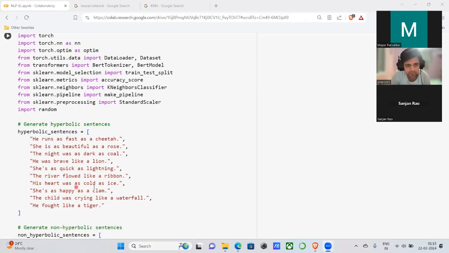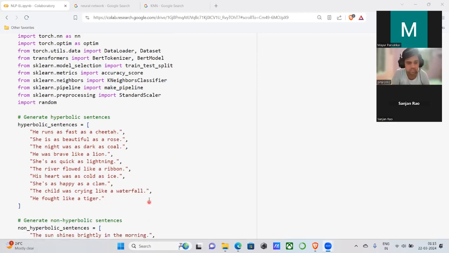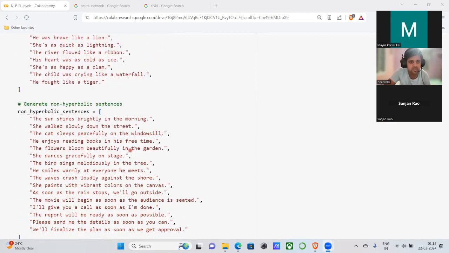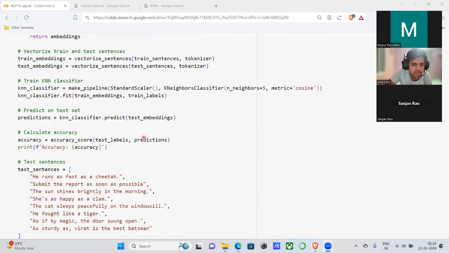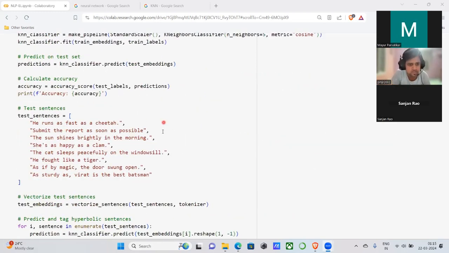We are going to be predicting these kinds of sentences. Our problem statement is this: we have a test set with a set of hyperbolic sentences and a set of non-hyperbolic sentences.